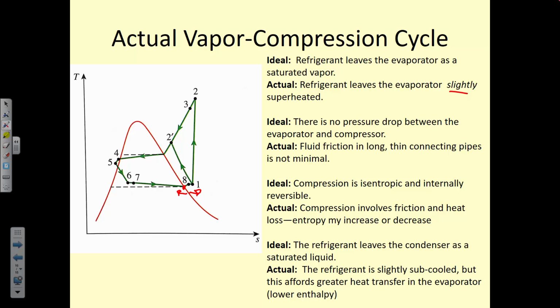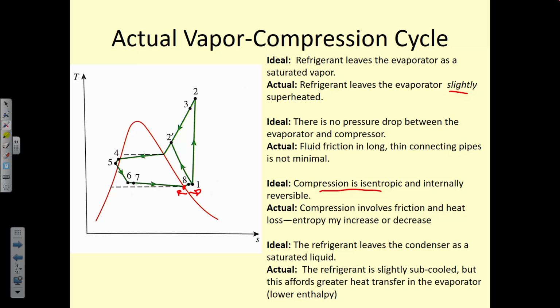And then in the ideal case, there's no pressure drop between the evaporator and the compressor, but in real life, there's going to be a long, thin tube that's connecting the refrigerant to those two components, and so the friction in those pipes can be significant. In the ideal case, our compression is isentropic and internally reversible, but in the real compression cases, it's always going to involve friction, and it's always going to involve some heat losses or heat transfer to the surroundings, and in some cases, it's heat being transferred into the compressor, depending on what environment it's operating in.